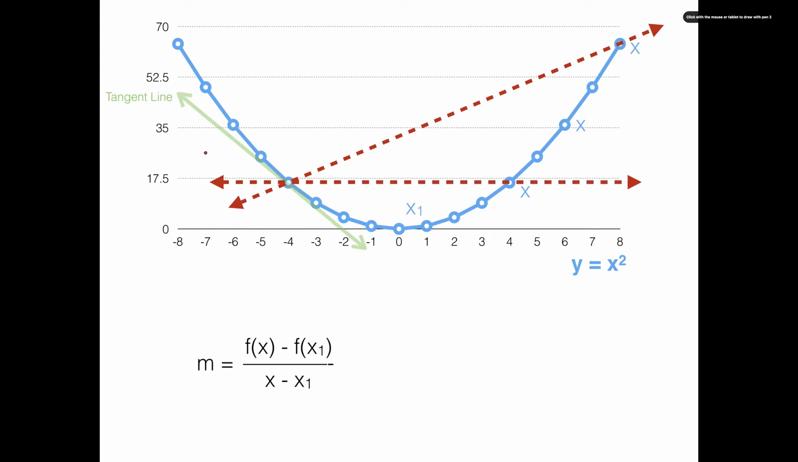Take a look at that. Now suddenly it looks a little bit closer. Obviously it's still a bad approximation of what the tangent line might look like, but it's getting closer. As our x value approaches closer and closer to this -4 value, our secant line, which intersects the graph at 2 points, is starting to resemble the tangent line even more.